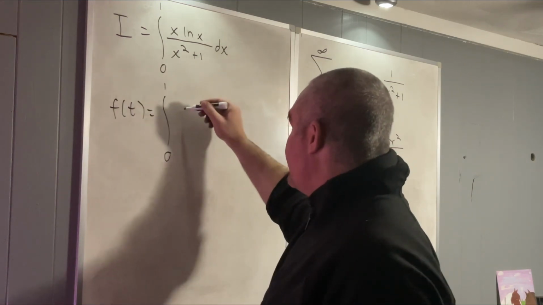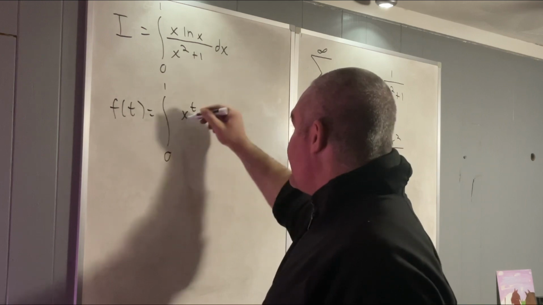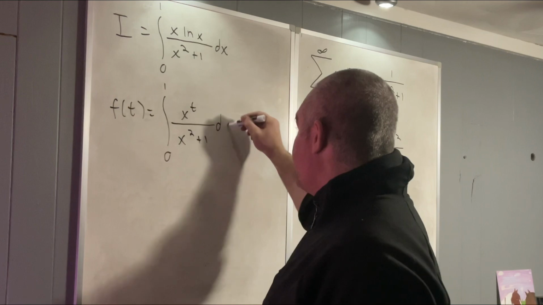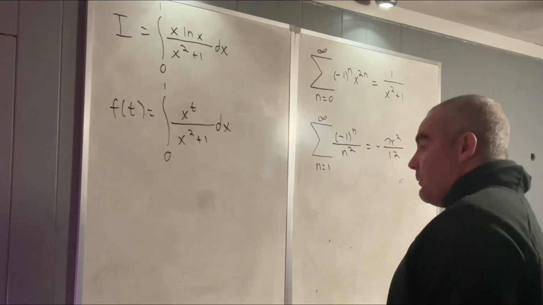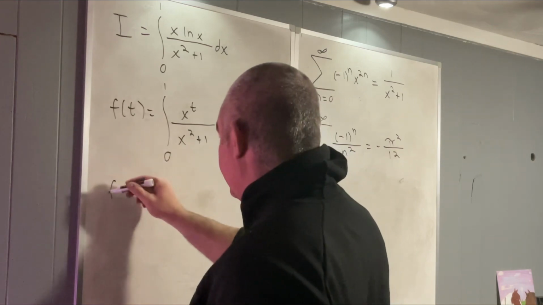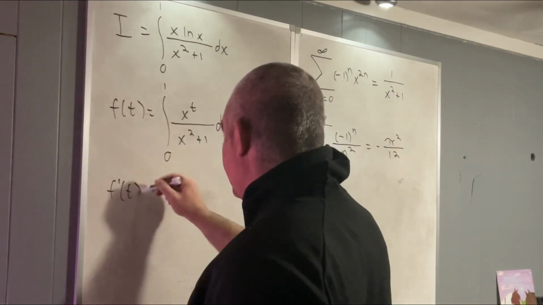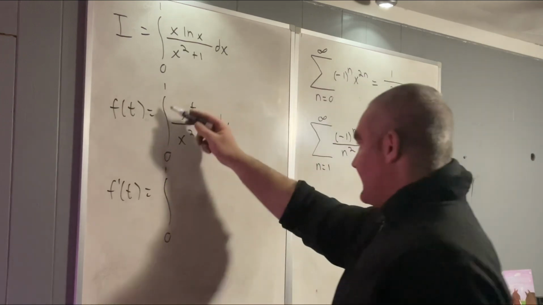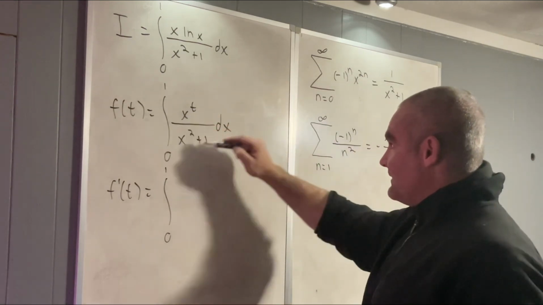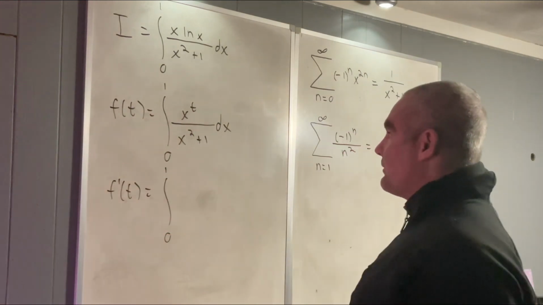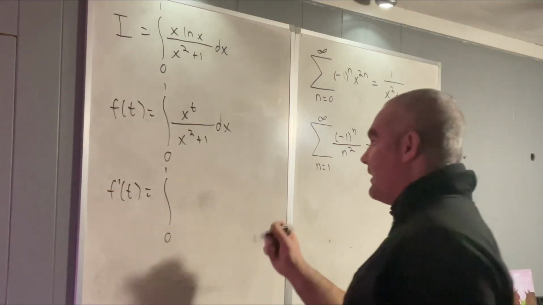Alright, so our first step, we're going to create a function of t that's equal to the integral from 0 to 1 of x to the t over x squared plus 1 dx. And we're also going to write f prime of t right off the bat. So using the Leibniz rule for differentiation under the integral sign, we can take a derivative with respect to t of the integrand and get the derivative with respect to t of the entire function.